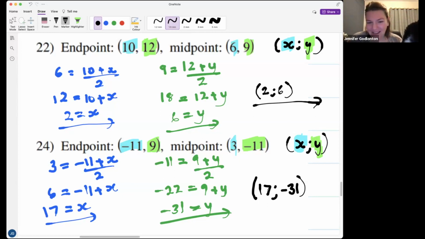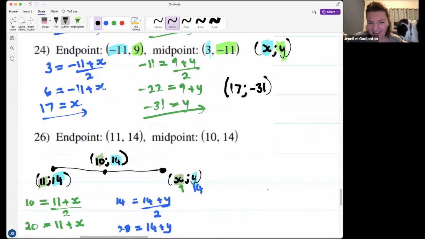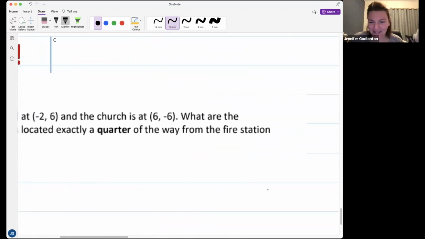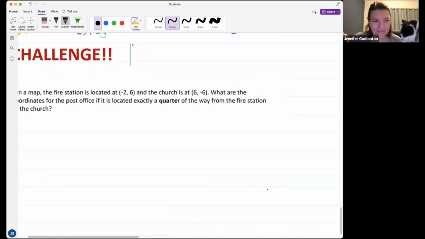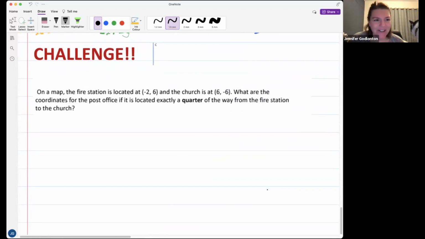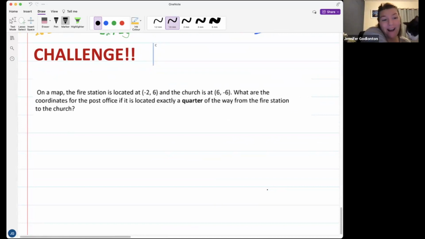Okay. Let's have a look at this challenge question and see where we're at. Okay. Challenge. On a map, the fire station is located at -2 and 6, and the church is at 6 and -6. What are the coordinates for the post office if it is located exactly a quarter of the way from the fire station to the church?